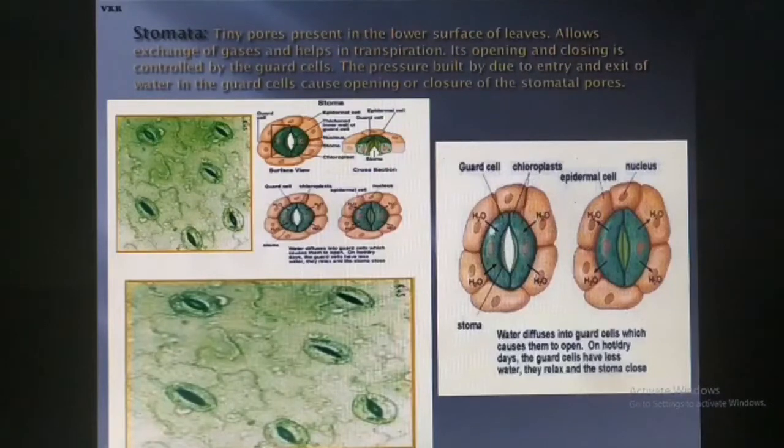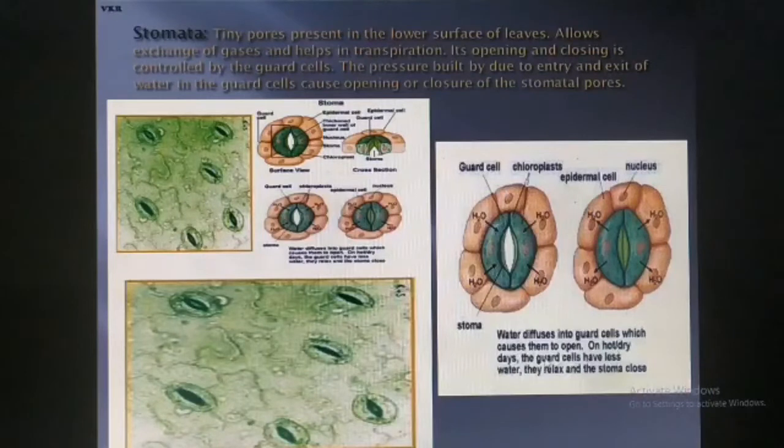Well, the outer cell layer, you remember, is the epidermis, right? Each and every epidermal cell is accompanied with a nucleus. You can see, check out this, right? So what does water do with the stomata? When water enters through the process of diffusion, it creates a pressure on the guard cell. The guard cell expands. When the guard cell expands, it creates a pressure on the stomata, then the stomatal pore opens, right? And when the water is out, when the water is no more present inside, it contracts. So water diffuses into the guard cells, which causes them to open.